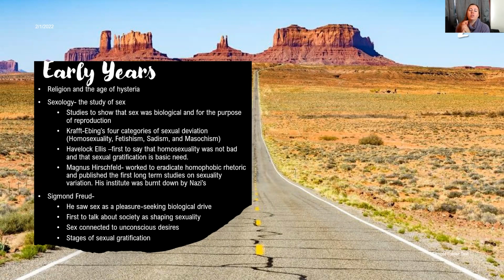And then you have Hirschfeld, who worked to eradicate homophobic rhetoric and published the first long-term studies of sexual variation. He had his own institute, and it was really popular. He was German, and he was the best of the best, who you'd want to work with if this is what you were studying. He was known worldwide and had the most vast collection of research on the subject. Unfortunately, a lot of that was lost because his institute was burnt to the ground by Nazis, because he was gay in the era of mass extinguishing of queer people during the Nazi reign in Germany.